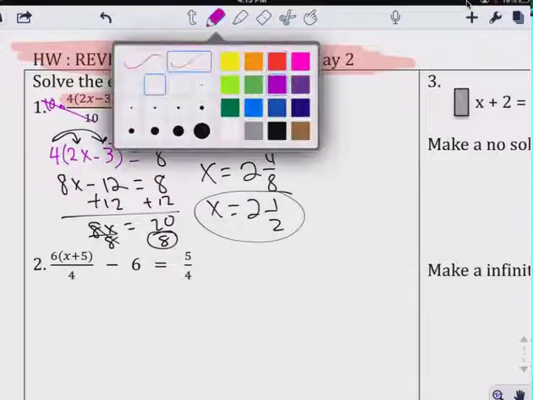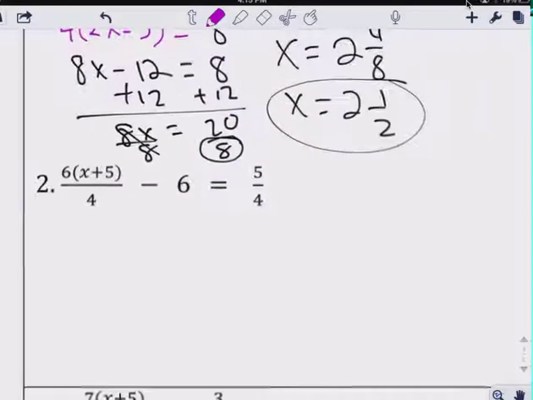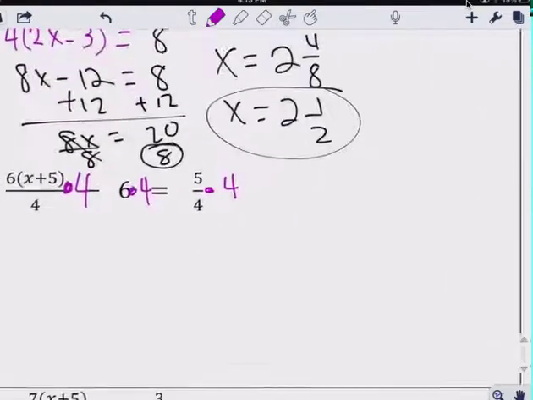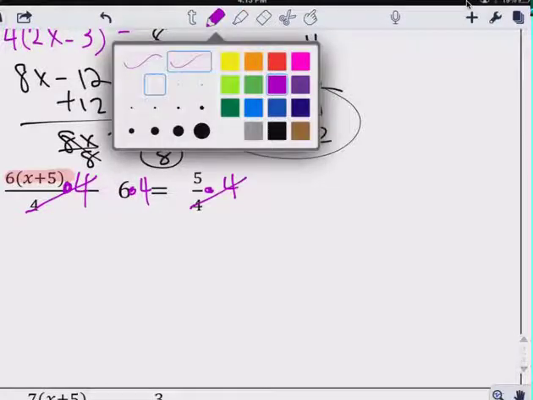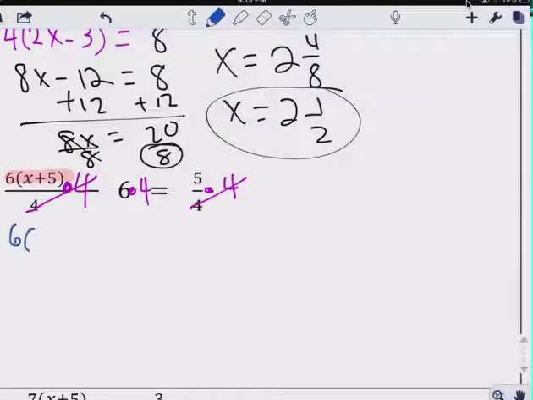Okay, least common denominator here is 4. So you times 4 here, times 4 here, times 4 here. Okay, cross cancel there. That's it. Cross cancel here. Okay, that gives you 6 parentheses x plus 5, minus 24 equals 5.